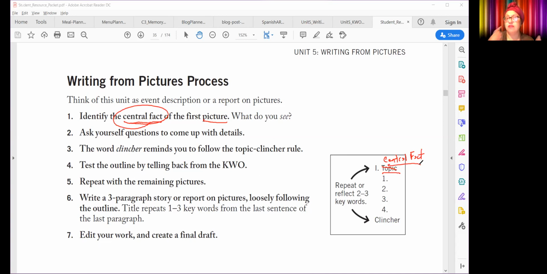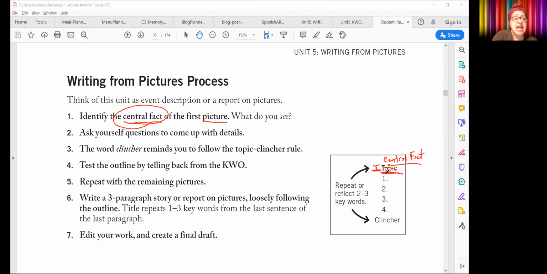We're not trying to do that, but the central fact will be the first sentence of the paragraph. So it must be a full sentence, not just a title, but it must reflect what's in the picture. The first sentence of the paragraph must be the central fact of the first picture. Okay, you write that down. So you can write that as your keyword outline for Roman numeral 1, right? Roman numeral 1, and write out your keywords for the central fact.